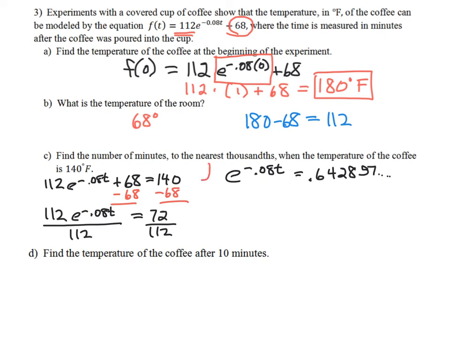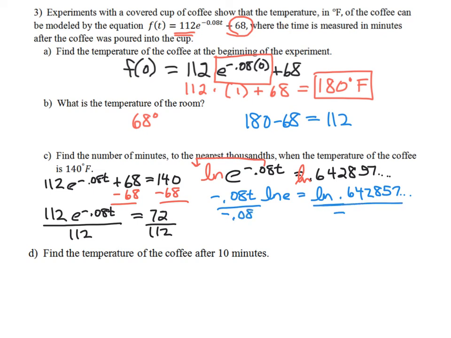I want to solve for t, so I'm going to take the natural log on both sides of the equation. That allows me to move that exponent down in front. So I now have negative 0.08 t times the natural log of e is equal to the natural log of 0.642857, etc. Natural log of e is 1, so I just have to divide by negative 0.08 on both sides to get t by itself. So go to my calculator.